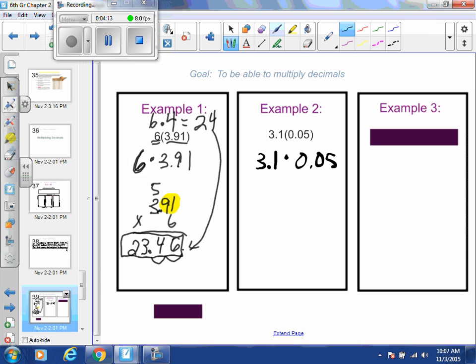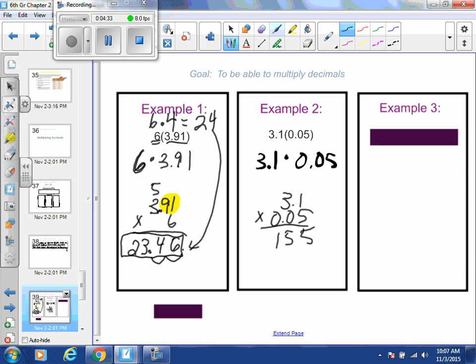All right, so first things first, let's line them up. I'm going to put 3.1 on top. I'm going to put 0.05 on the bottom. You can switch their order if you want. It won't hurt your answer. I think it's easier to put the zeros on the bottom. So 5 times 1 is 5. 5 times 3 is 15.